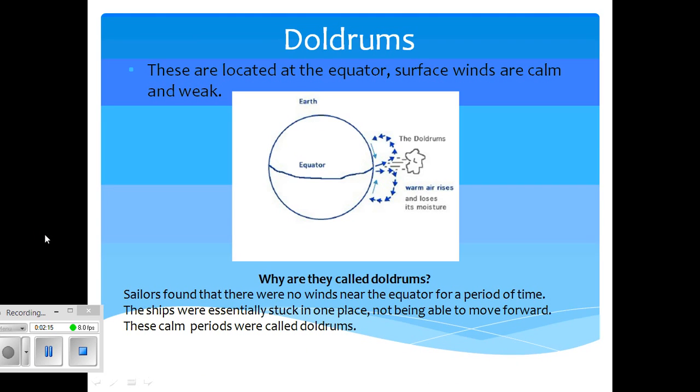So, let's begin by talking first about the doldrums. Now, the doldrums are located at the equator. And these surface winds are generally calm and very mild.